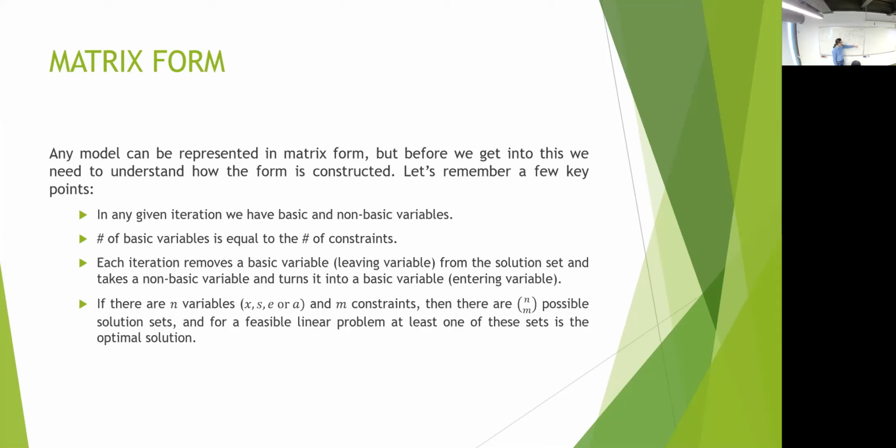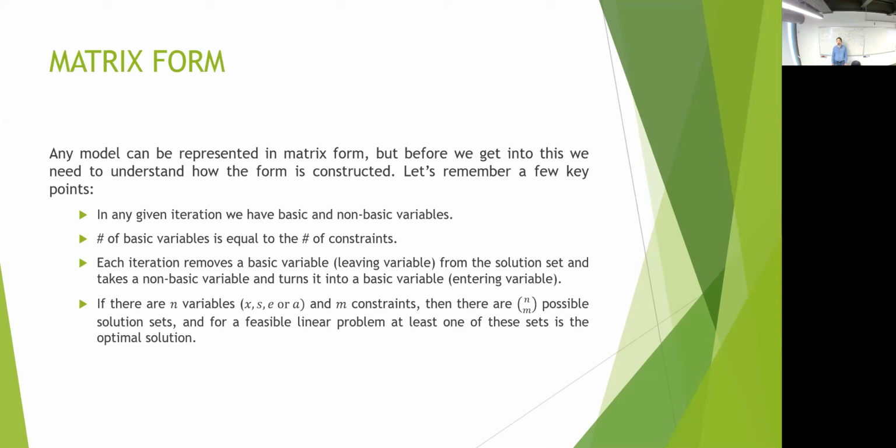In this one, from here, we knew that e1 was leaving the basis, so it was leaving the solution, and x2 was entering. So there's a basic variable that is removed from the solution at each iteration, and a non-basic variable that comes into it, something we already know. And if there are n variables, doesn't matter x, s, e, or a, and m constraints, there are a number of possible solution sets.